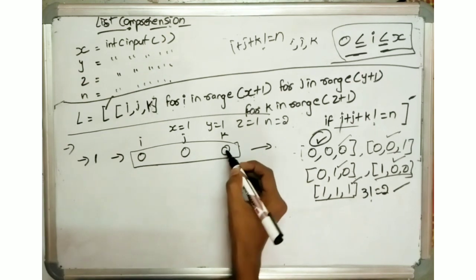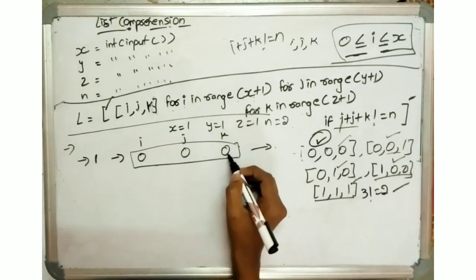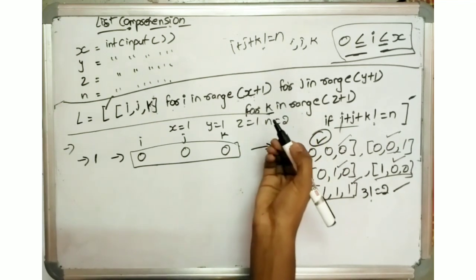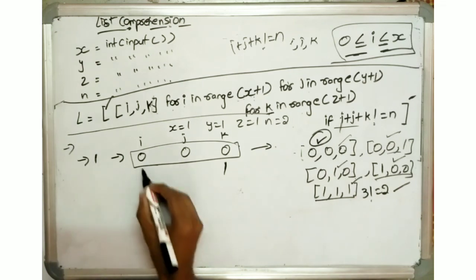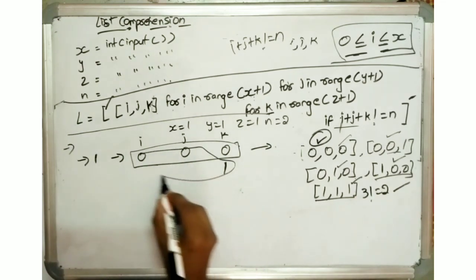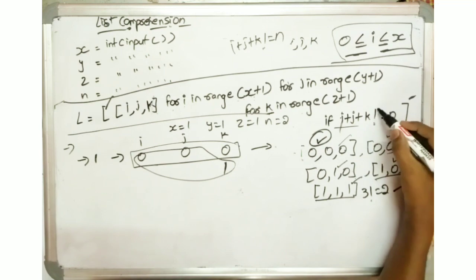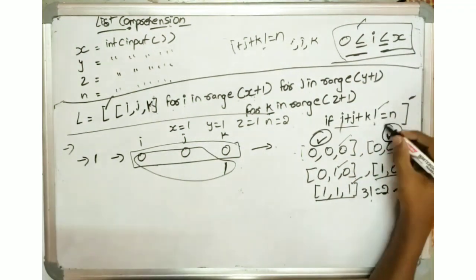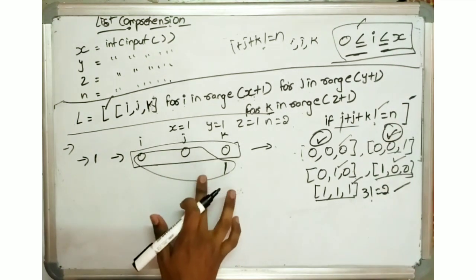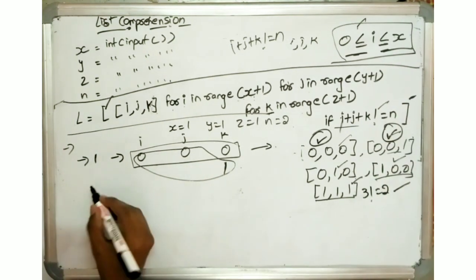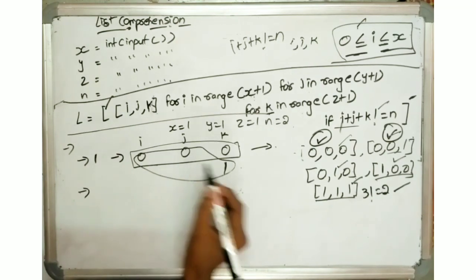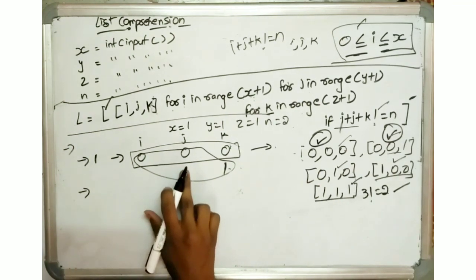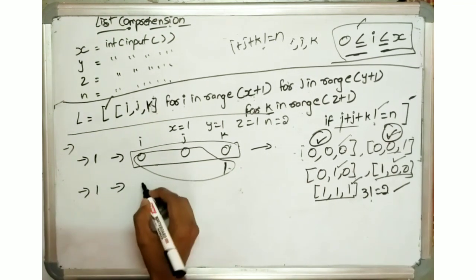For k, what are the remaining possible values? It is none other than 1. So we check with these three values. It satisfies our condition, our constraint, so this is also accepted. Okay, coming out of this, we completed all 2 iterations of the k value. So coming to the second iteration of j.